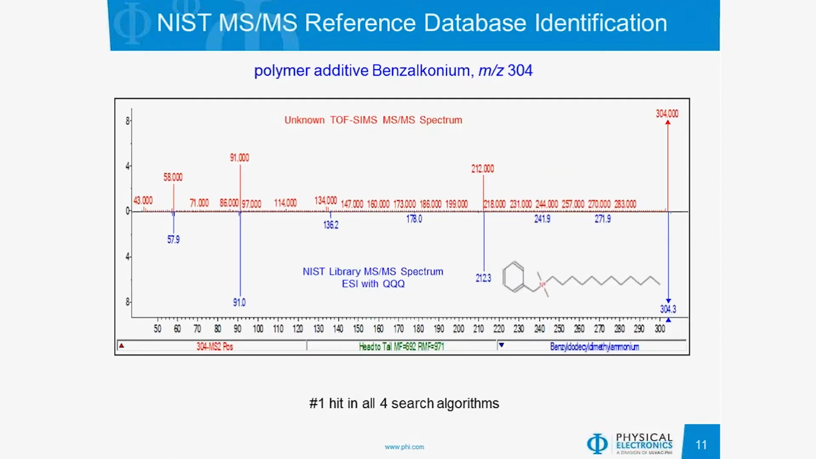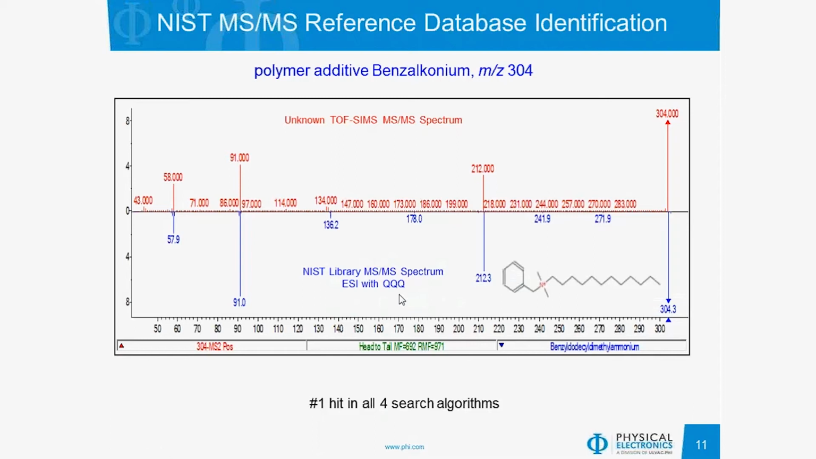So if we try to use that database on 304, this is the result. Shown at the top is the TOF-SIMS MS-MS spectrum, and shown at the bottom was the best fit from the NIST database. And you can see the very, very good match of the major fragments. In the NIST database, there's 4 different search algorithms, and this was the #1 hit in all 4. So one thing I want to point out is this reference spectrum from the NIST database was acquired with an electrospray source in a triple quadrupole.